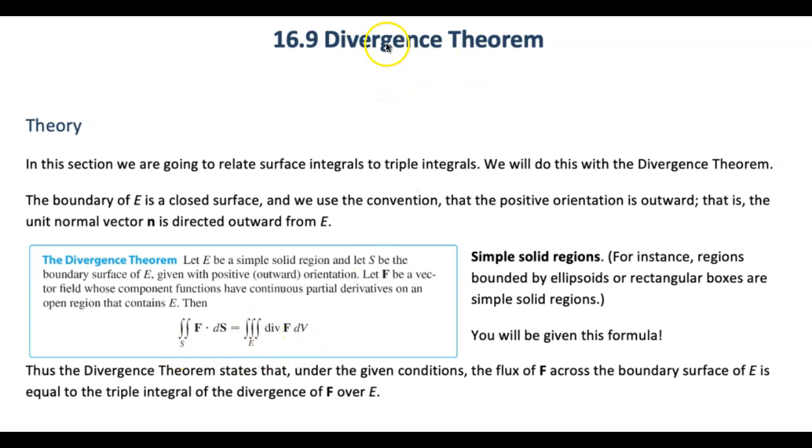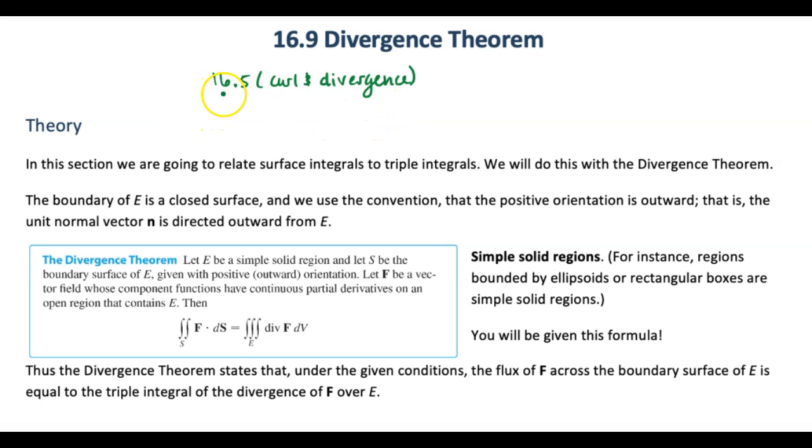Now, the idea of divergence was first brought up in our video on curl and divergence from section 16.5. You can go ahead and look back at this video if you want a quick refresher.